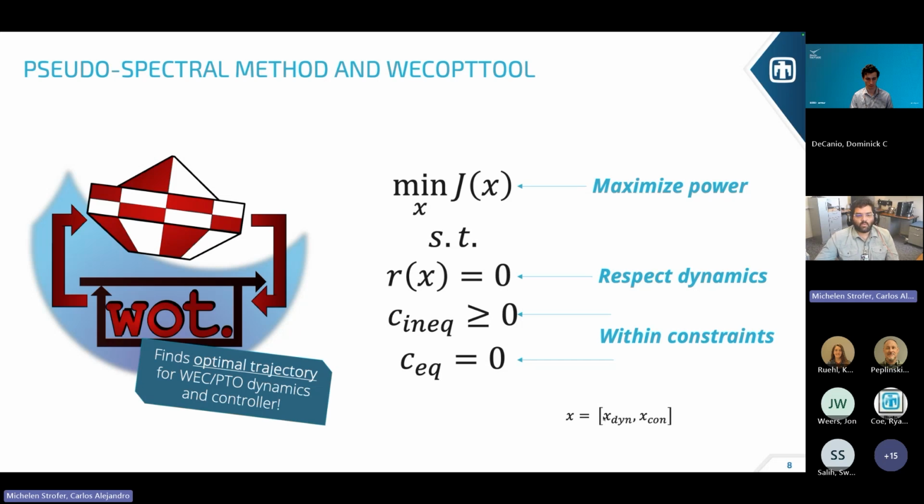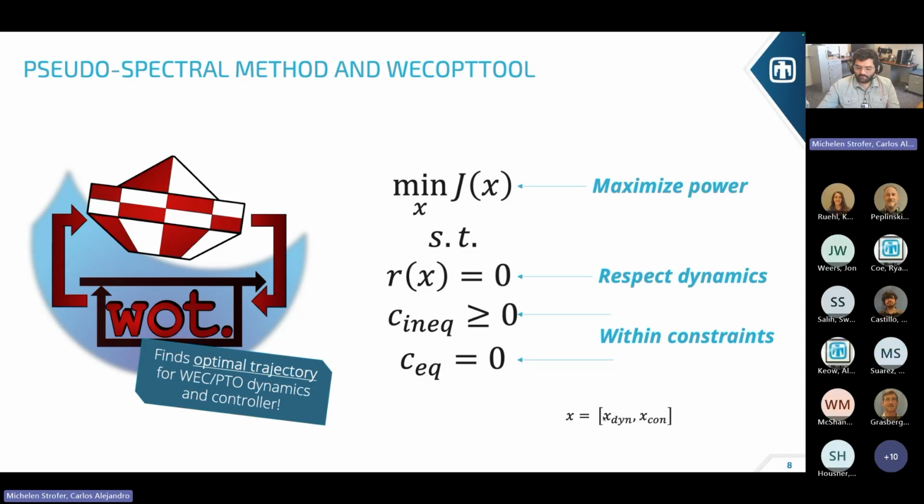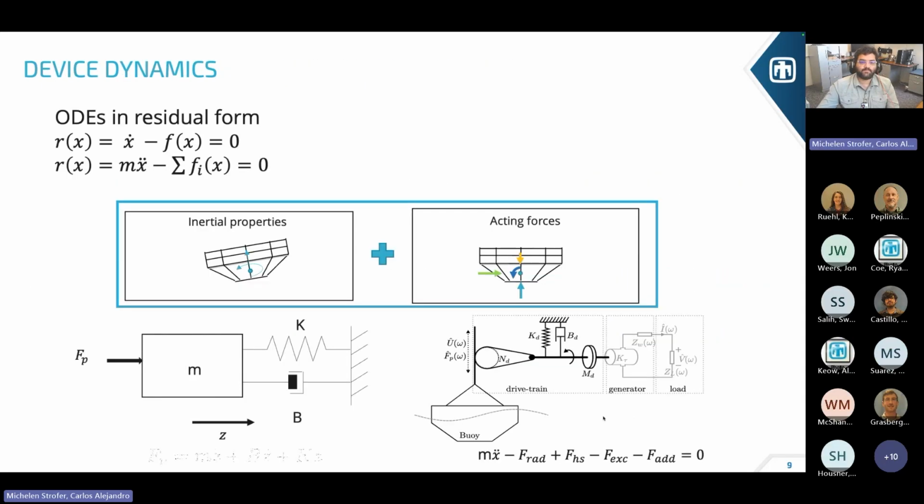And in this framework, we can find the optimal trajectory of position, velocity, and controller simultaneously and satisfy all the dynamics equations. So how do we write the dynamics equation as a constraint to an optimization? Well, we can start from the typical mass times acceleration equals sum of forces, your inertia equals your sum of forces.